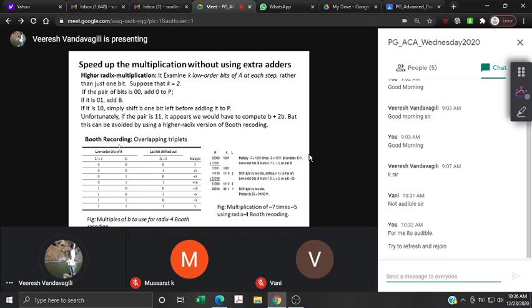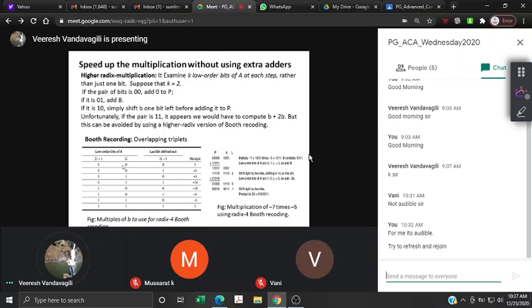Then Booth recoding. In Booth recoding, the problem with B plus 2B can be overcome. In the Booth recoding algorithm, this is also called overlapping triplets. Overlapping triplets means that it uses three bits to determine the multiple value, or the addition value, of B. Here the lower order bits of A, that is 2i plus 1, then 2i, are there, then the last bit shifted out, that is 2i minus 1.